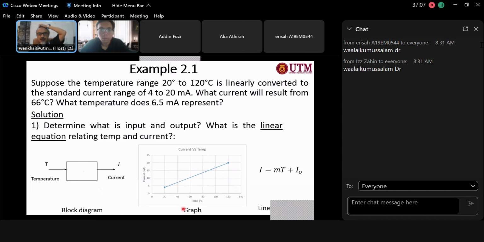So from the graph, at 4 milliamp, we are at 20 degrees. At 120 degrees, we have 20 milliamp. These are the equations that represent the transfer function inside this block diagram. From this graph, we can say I equals m times T plus I naught, where I naught is the current where the line intersects the current axis.